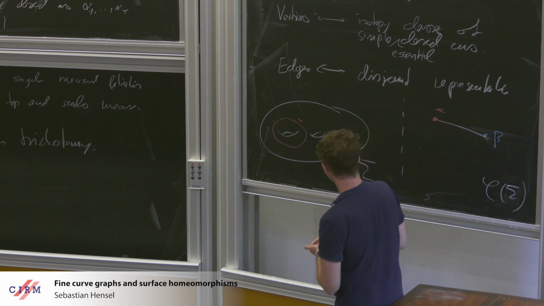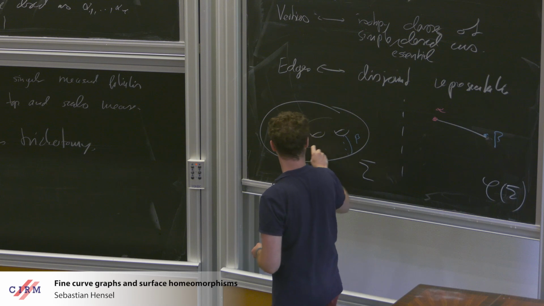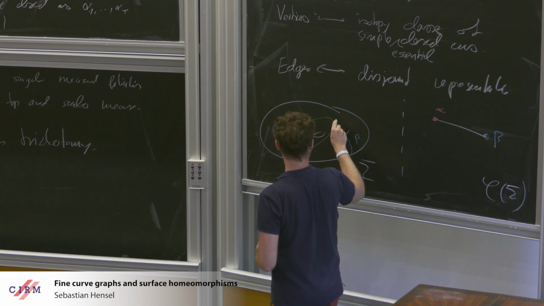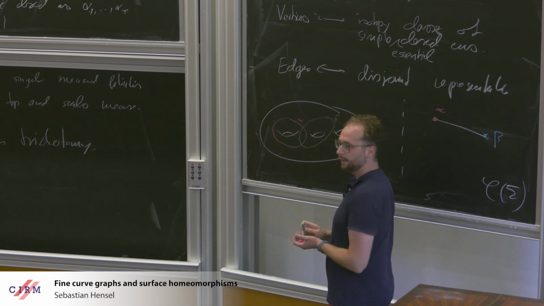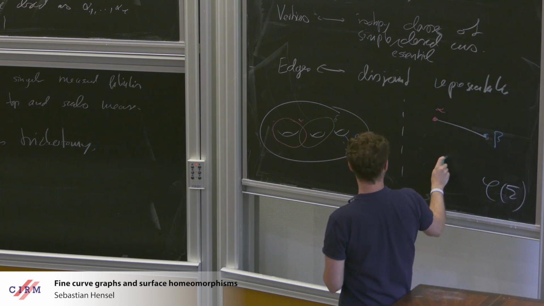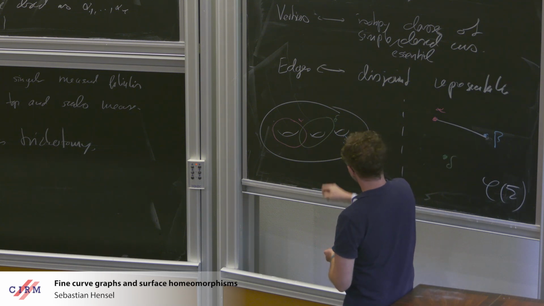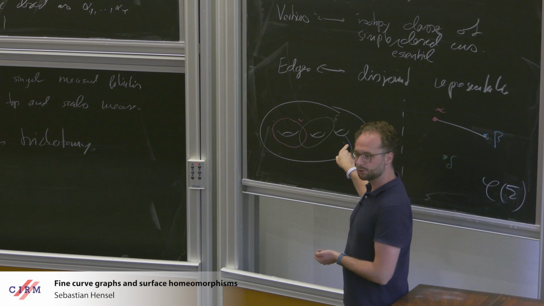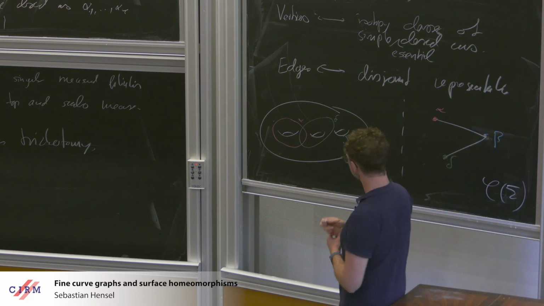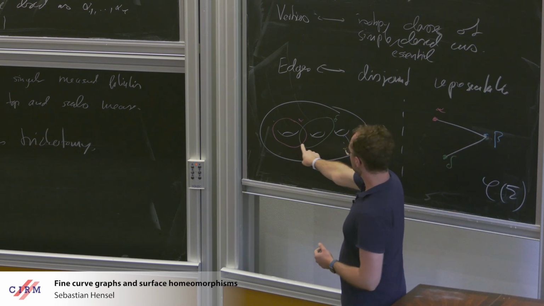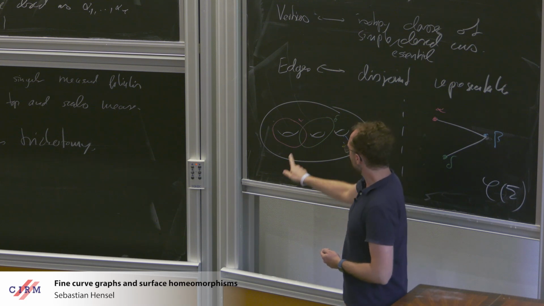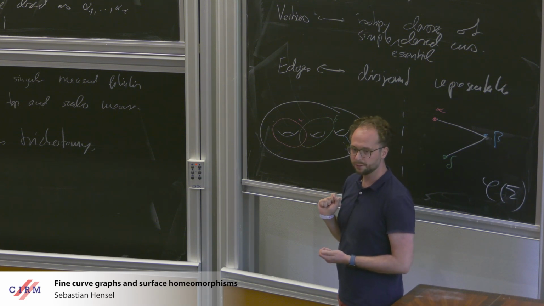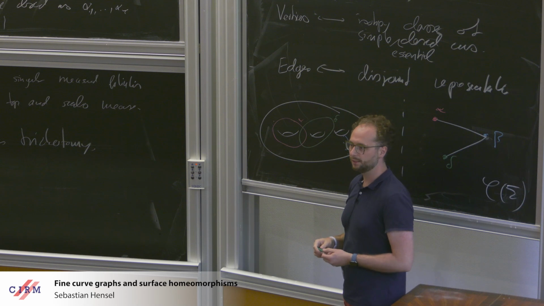Fair enough. Let me draw one more. Here's another curve, which I'm going to call delta. That's again essential, so it is a vertex. Delta and beta are clearly disjoint, so there's an edge here. What about delta and alpha? Well, delta and alpha seem to intersect in these 2 points, but that's only because I've drawn it that way. Right?